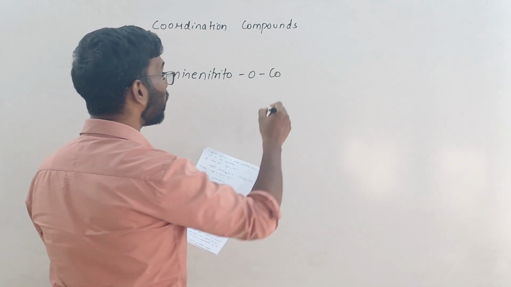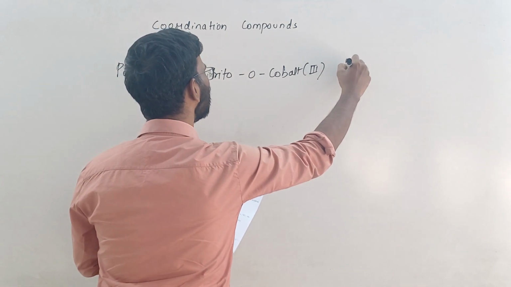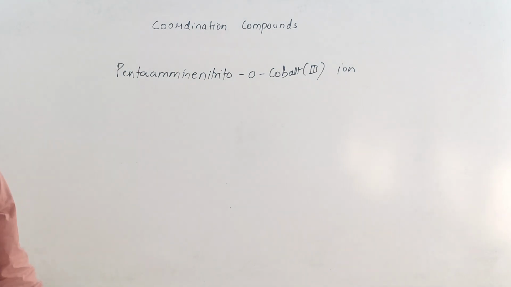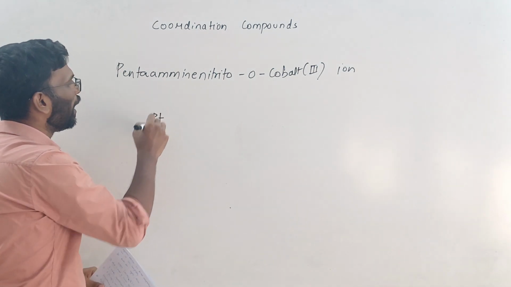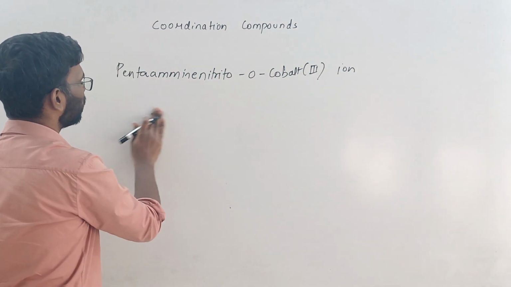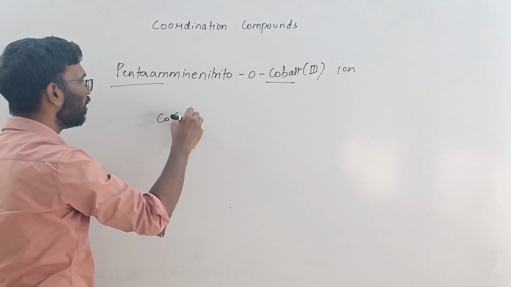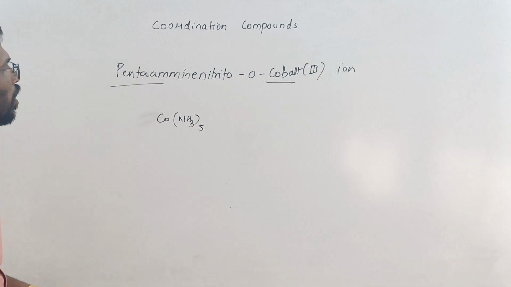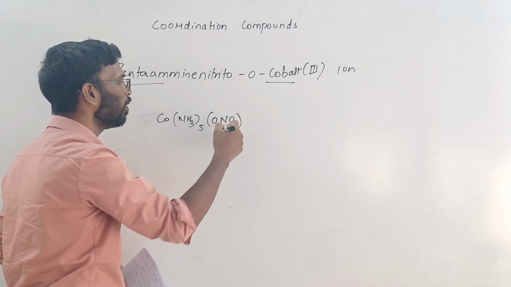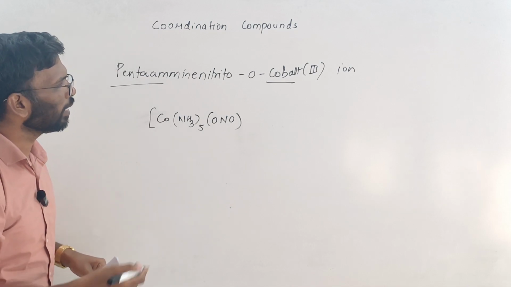So cobalt, this is 3, and ion means you don't have to write a counter ion in this case. So I will draw. Cobalt is there as the metal atom. Pentaamine, how many amine? 5 amine. Nitrito-O means that instead of writing NO2, you will write ONO. Then the ligands are done.